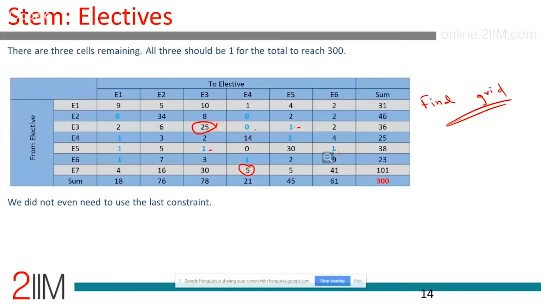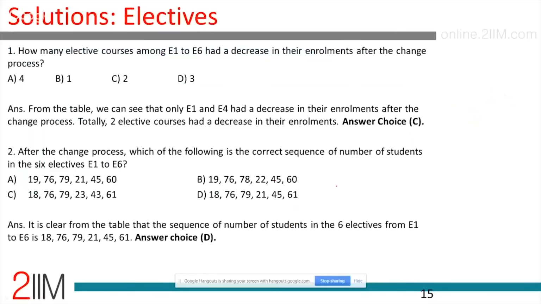E1 had a decrease. From 31 it goes to 18. E2, 46 to 76, that's an increase. 36 to 78, that's an increase. 25 to 21, E4 had a decrease. E5, 38 to 45, that's an increase. E6, 23 to 61, that is an increase. How many had a decrease? E7 also decreased, but from E1 to E6, two of these declined, E1 and E4.